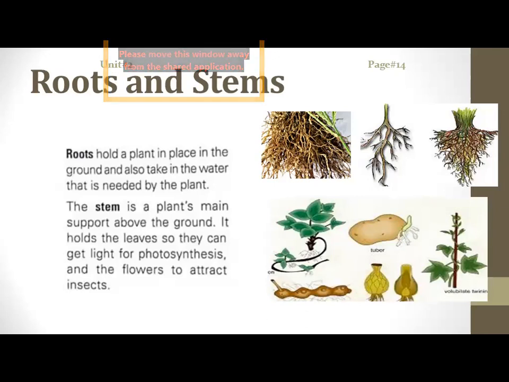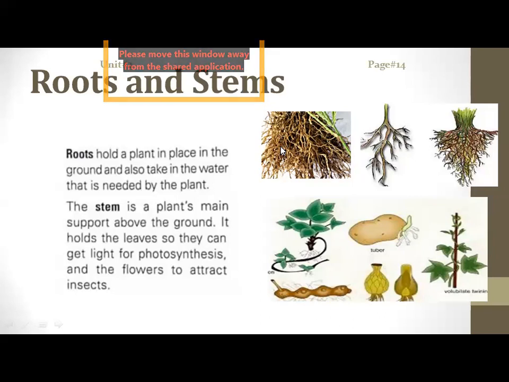Roots hold plants in place in the ground and also take in water that is needed by the plant. But what is the function of the root? What does the root do? The main function of the roots is to absorb minerals and water from the soil and transport them to other parts of the plant like leaves, where they should be utilized for the preparation of food in the presence of sunlight and chlorophyll present in the green leaves of the plant. So the main function of the roots is to firm the plant inside the soil and to suck water and minerals from the soil and transport them to the leaves of the plant.